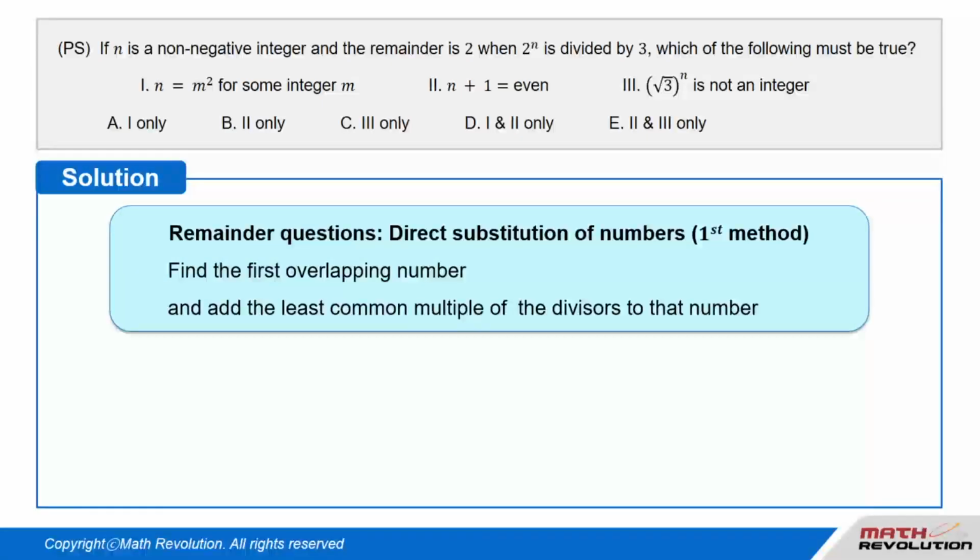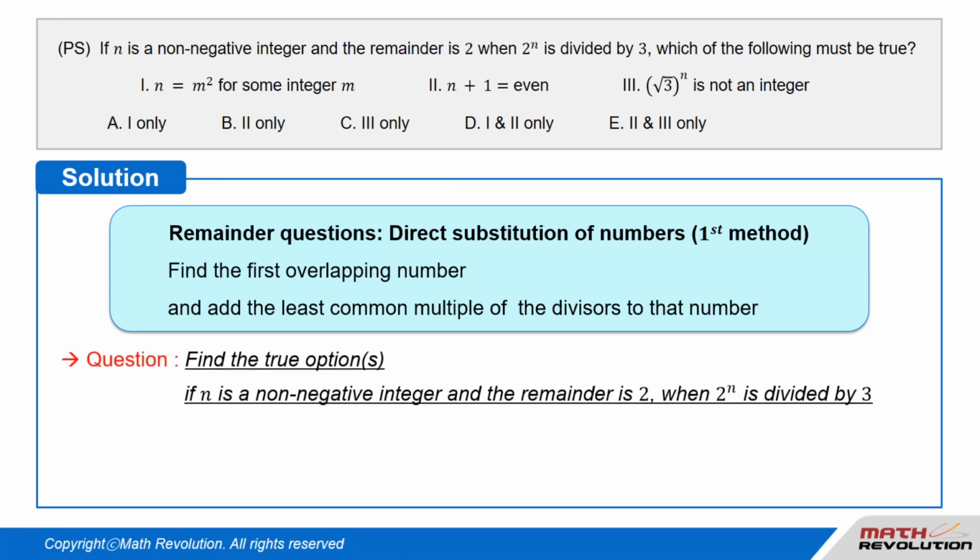Solution. When we are dealing with remainder questions in general, there are two methods we can follow. The first method is the direct substitution of numbers. Direct substitution: find the first overlapping number and add the least common multiple of the divisors to that number.